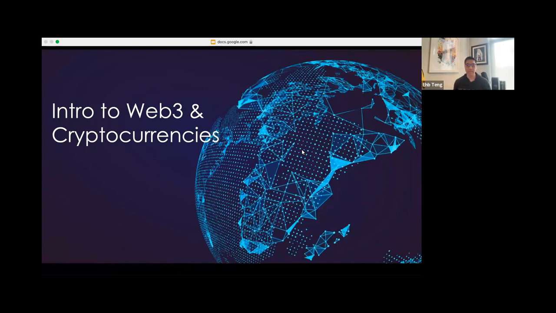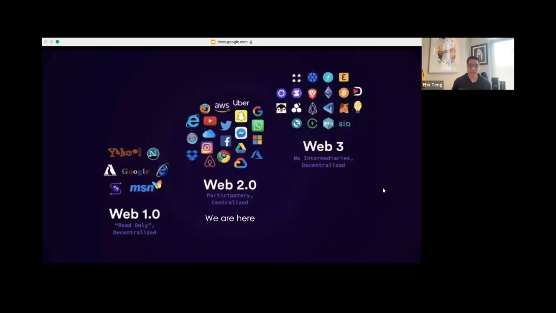So what is Web3? Back in the heyday, the 80s and 90s, we had Web 1.0. It was decentralized to a certain extent because people were trying to figure out what the internet is, what the World Wide Web is. A lot of content was put up by companies, people, or official governments, and it was read only. So there wasn't really a content-rich internet at the time.